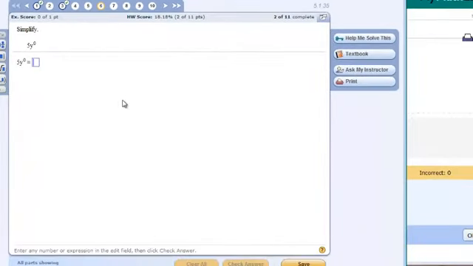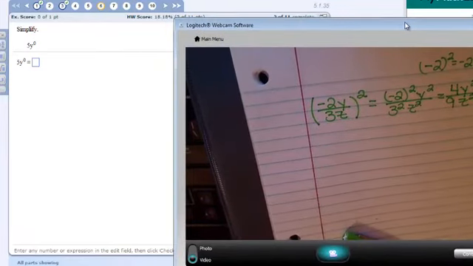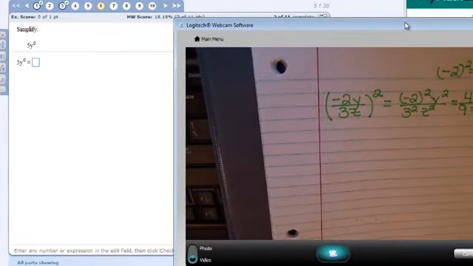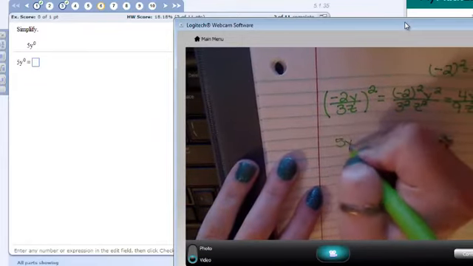I'm trying to find one of these harder problems for you. Alright, here's a good one. Let's do this one. And I'll pull up my screen down here. We can do them side by side. Alright, so we have 5y to the 0.